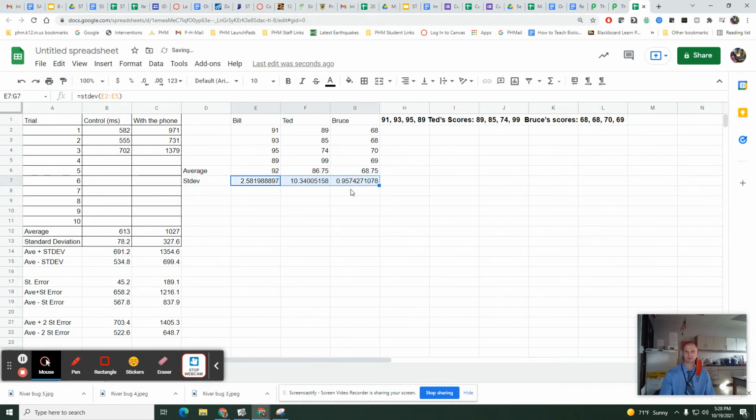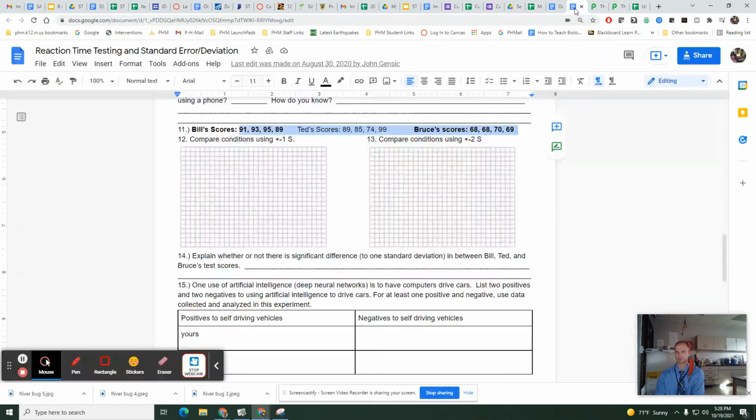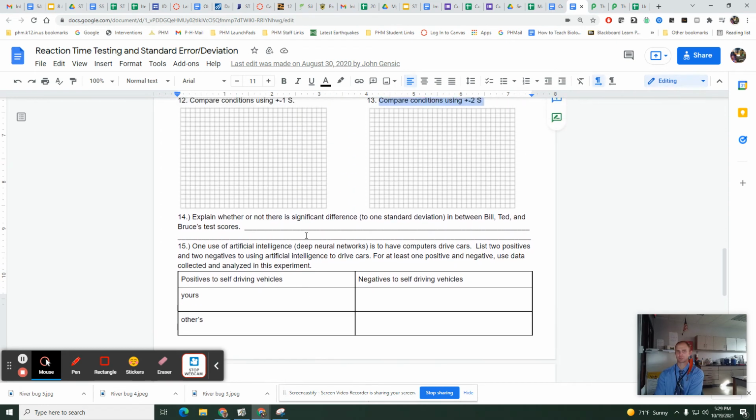Ooh, that's a pretty tight standard deviation. Okay, so I found the standard deviation for each. So now I'm going to do plus a standard deviation, minus a standard deviation. And then I can do plus 2 standard deviations and minus 2 standard deviations. And for 14, it's just asking you to look at number 12, plus or minus 1 standard deviation. But for 13, you're plus or minus 2 standard deviations, so your spread should be even bigger. Then you answer 14 and 15.